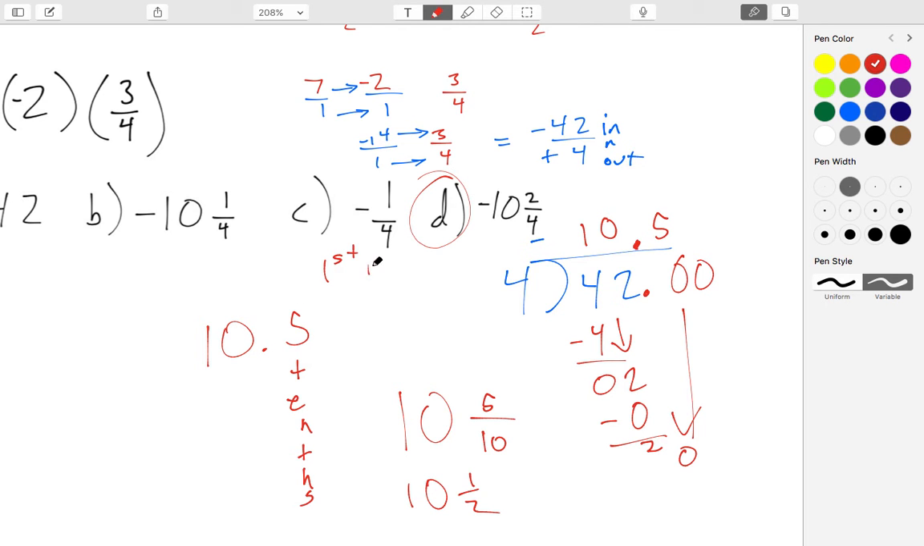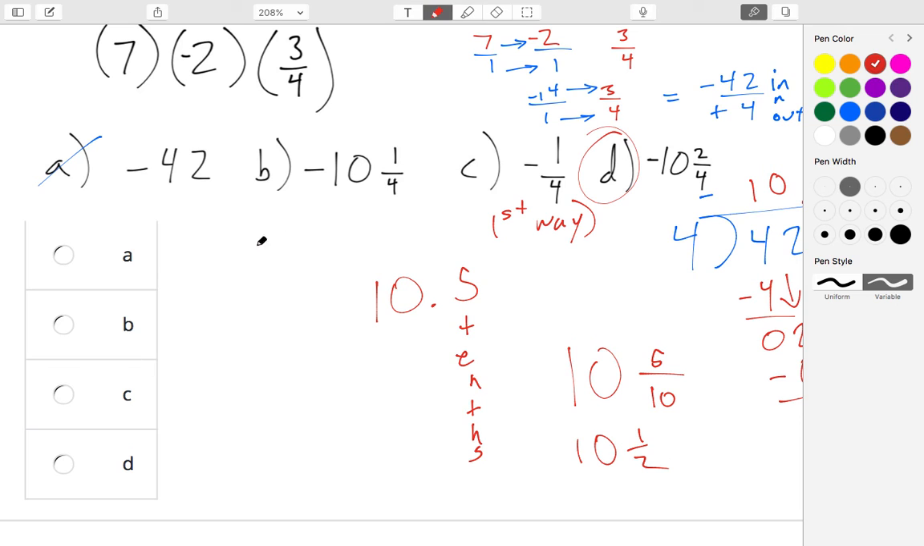Okay, let's go through one more way. This is the first way. Now, if I have 42, and I'm going to divide this by 4, so this is the second way, which you might like better. You ready? 4 goes into 42 how many times? 10. How much is left over? 2. Over what? 4. And this one was negative, so this one is still negative. And we're done.